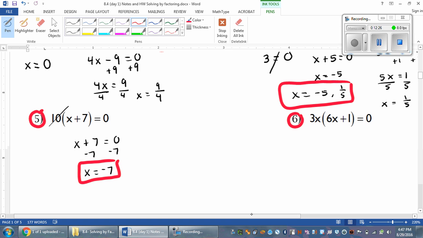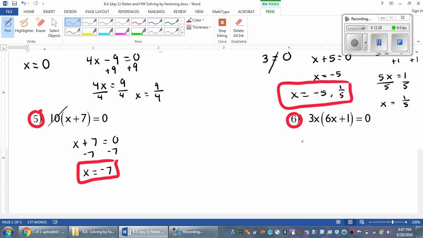Now in 6, you notice 3x has a variable attached to it. So I am going to set 3x equal to 0. So how do I solve for x here? How do I get rid of the 3? I get rid of the 3 by dividing by 3. x equals 0 divided by 3, which is just 0.